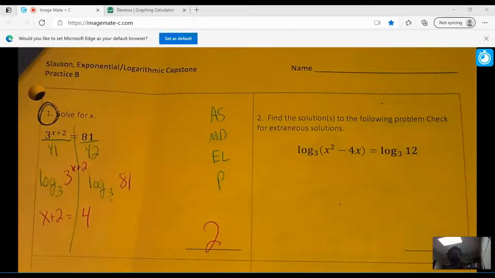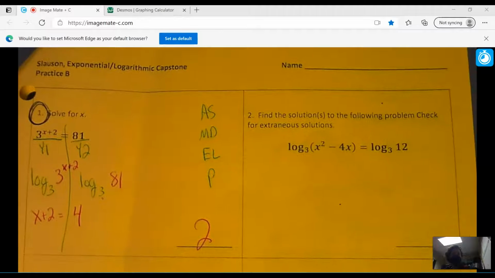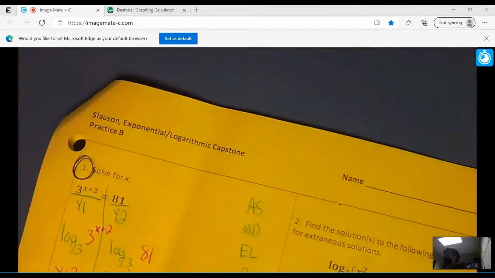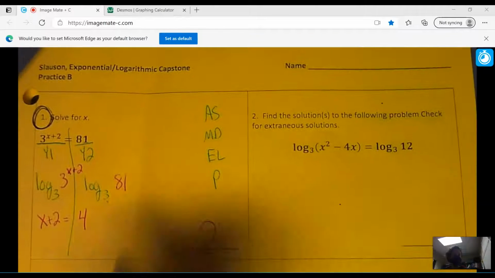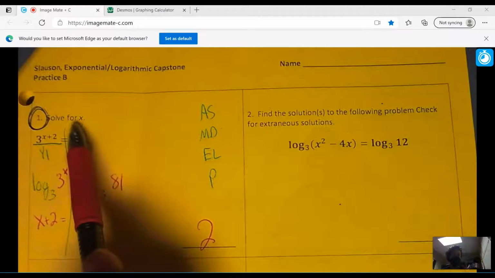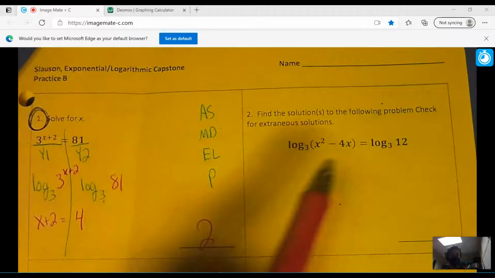Everybody, it's Mrs. Fossen. So we are going to be looking at the second page of our Capstone practice. We already went through A together. And so I'm just going to go through these in order, and I will just remind you of how we solved this one first, and then we'll just proceed.